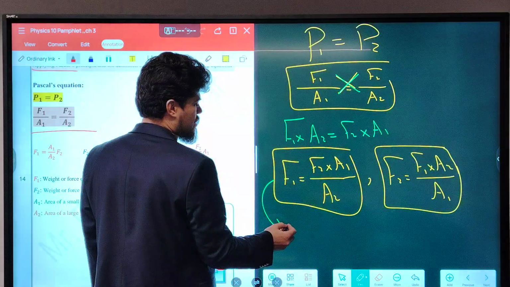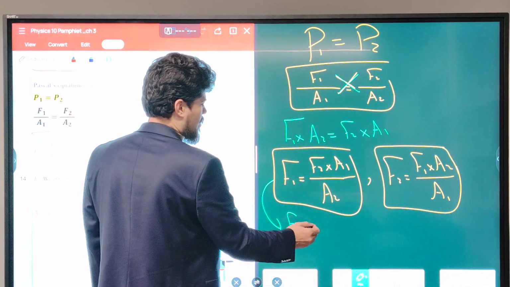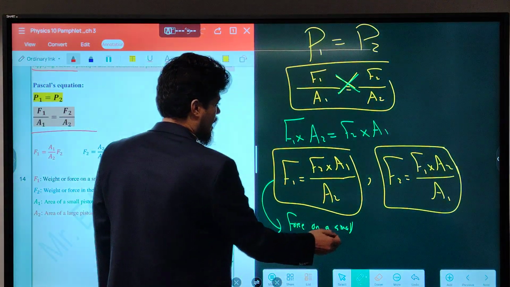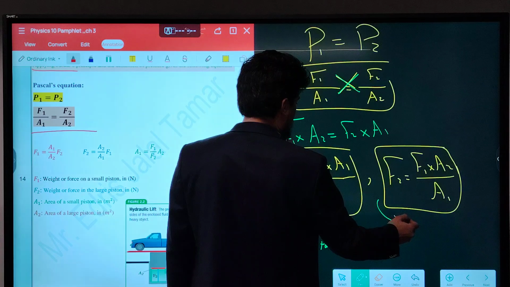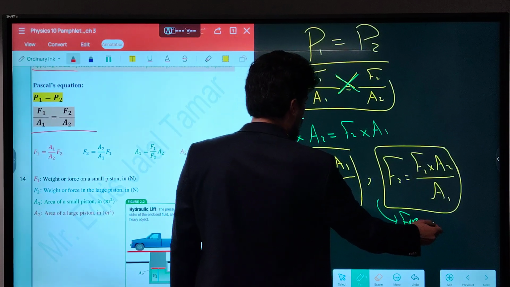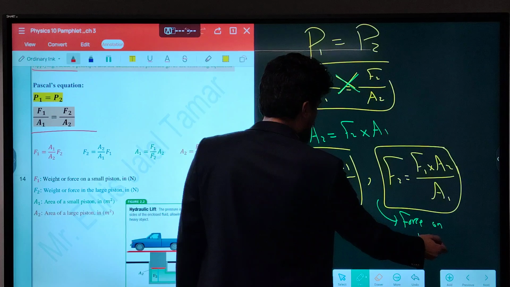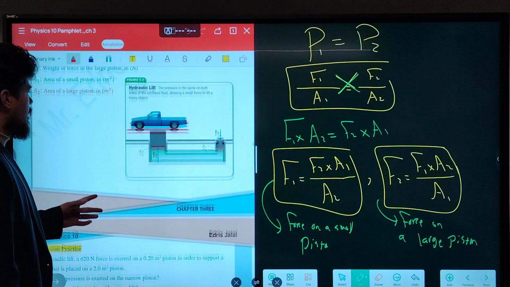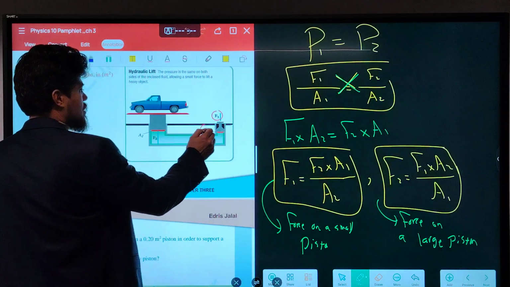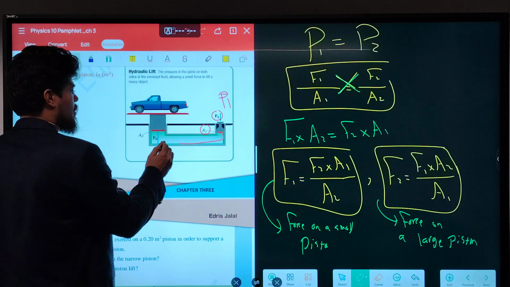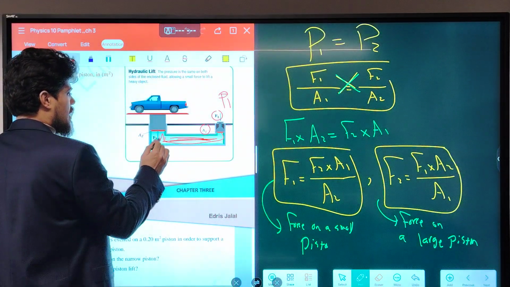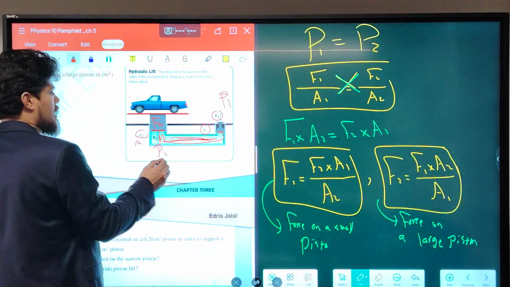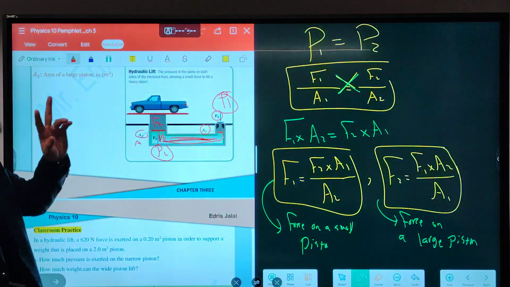These two relations are very important. This equation can be used to determine the force on a small piston, and this one can be used to determine the force on a large piston. F1 exerts a small force on a small area and produces P1. This pressure is transmitted equally to the second piston, where we have the force F2 and A2. These two pressures are equal, but the two forces are not equal.